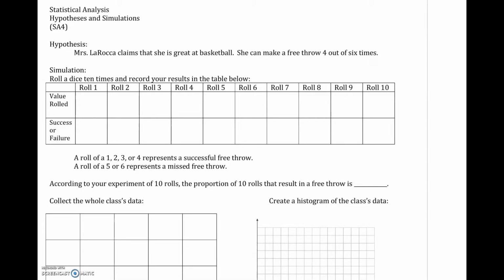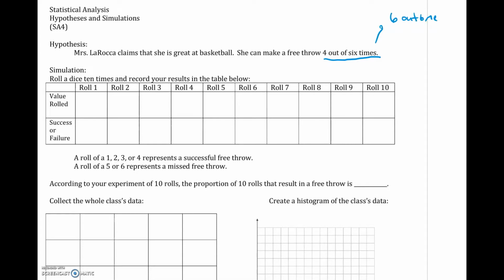So if you look at this hypothesis, Mrs. LaRocca claims that she's great at basketball and that she can make a free throw 4 out of 6 times. So this is key right here. She's saying she's great because she can make a free throw 4 out of 6 times. So if we want to simulate this without actually having to go out and get a basketball and actually shoot those hoops, we can think, okay, well, what has 6 possible outcomes?